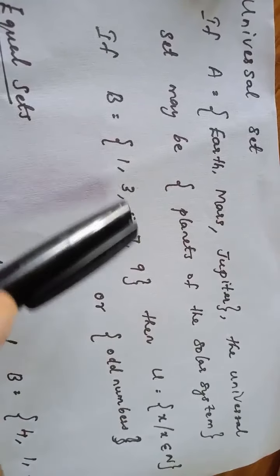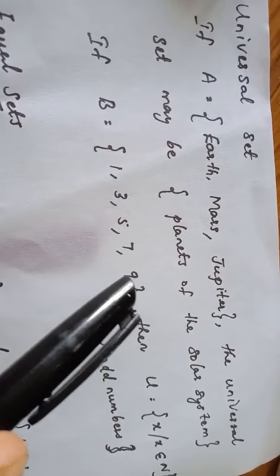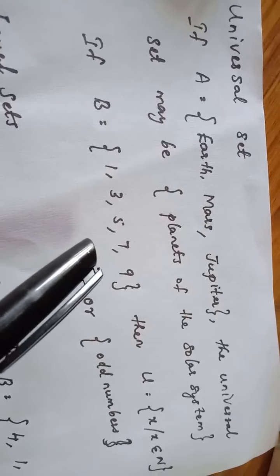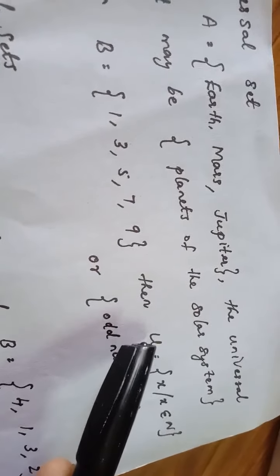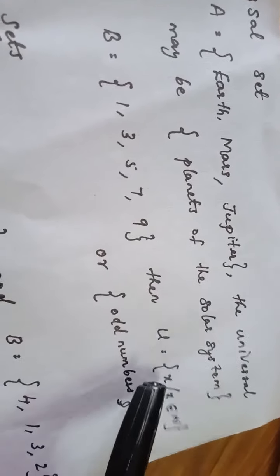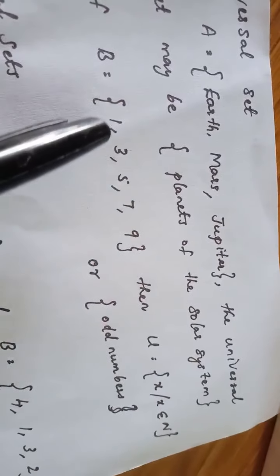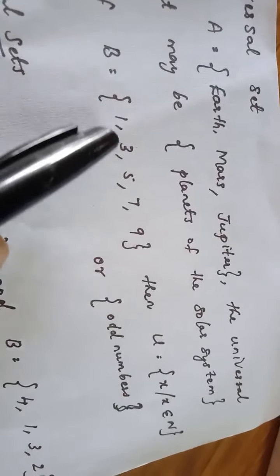And we know that 1, 3, 5, 7, 9 are natural numbers. At the same time they are odd numbers. So we can consider many universal sets. First one, we can consider universal set U is equal to set X such that X element of N. N means natural number. Here each of the elements is a natural number, so we can consider the universal set as a set of natural numbers. Otherwise, since all these are odd numbers, we can consider the universal set as set of odd numbers. Okay, this is set builder form and this is description method.